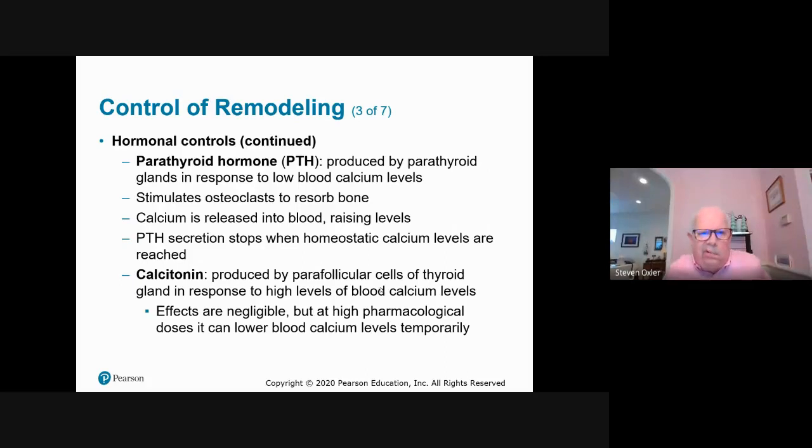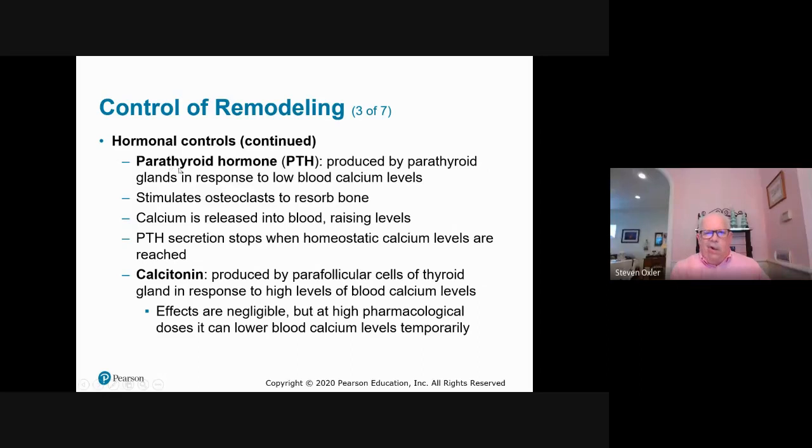There are other hormones, besides growth hormone, thyroid hormone, and the sex hormones, that have a play when it comes to bone remodeling and bone growth: parathyroid hormone from the parathyroid gland and calcitonin from the thyroid gland. These two hormones regulate calcium production.